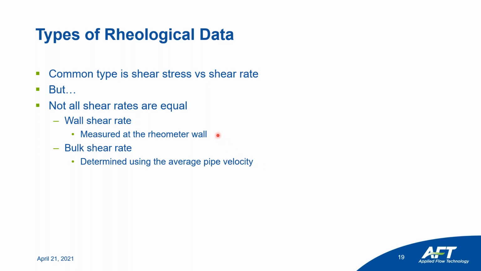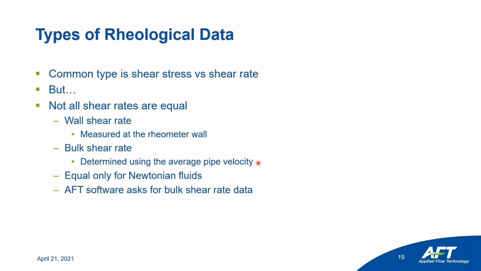So our experimental rheometers are likely going to report this wall shear rate, while with our empirical data, we have no way to actually characterize that velocity profile inside the pipe. All we know is the bulk fluid flow. So that's going to give us our bulk shear rate. And these two shear rates are equal only for Newtonian fluids. Of course, since we're dealing with a non-Newtonian fluid, we have to make sure we distinguish and can convert between them.